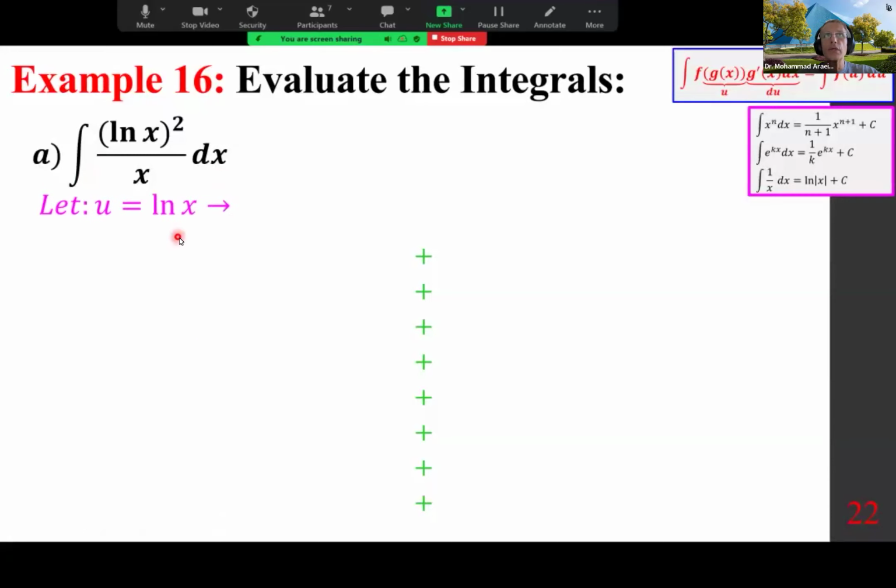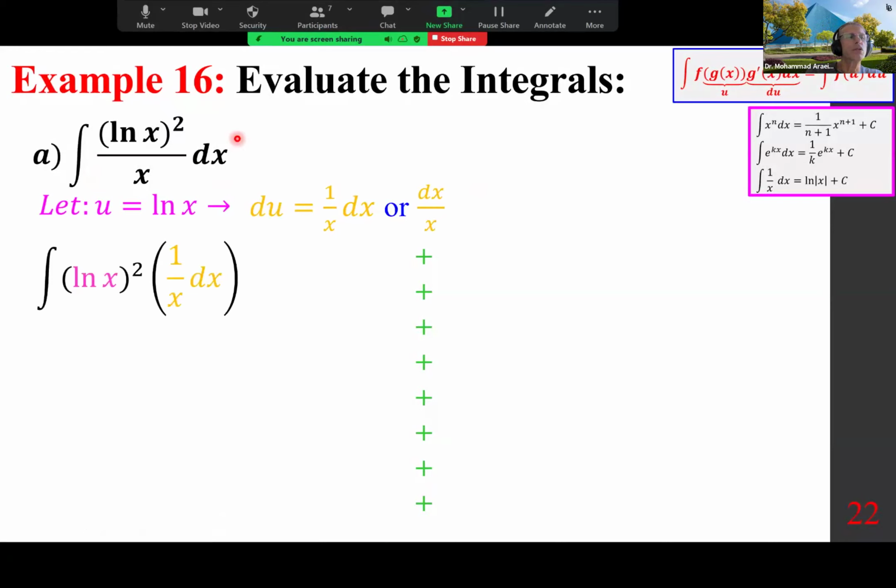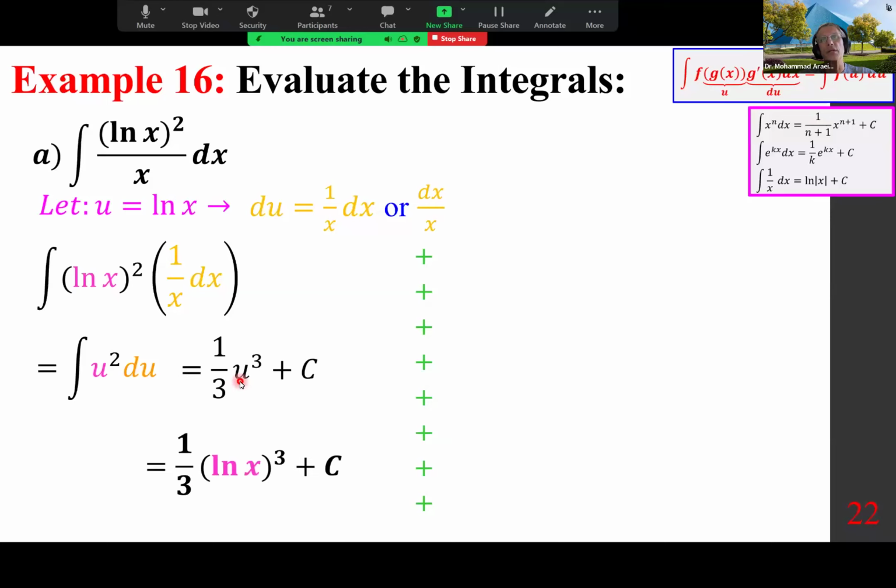Its derivative is 1 over x, so du is 1 over x dx, or you might say dx over x. It's a good practice to rewrite it so it becomes clear what we are dealing with. We are dealing with u squared du, which uses the power rule, so you get 1/3 u cubed plus c, and u is replaced by ln x. We are done.